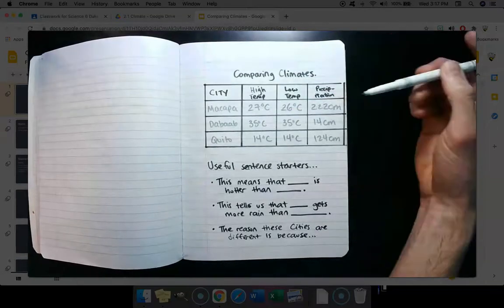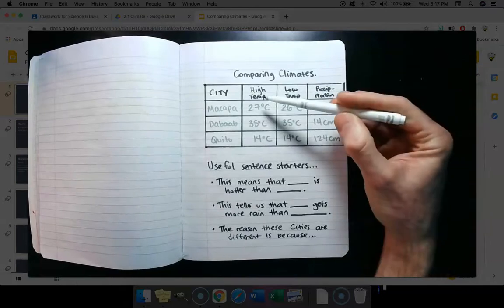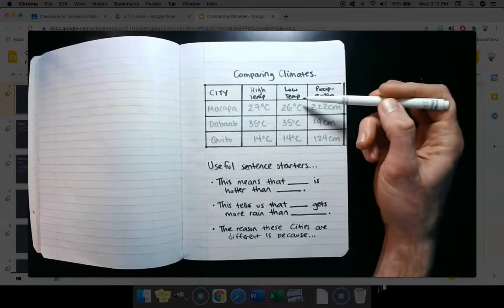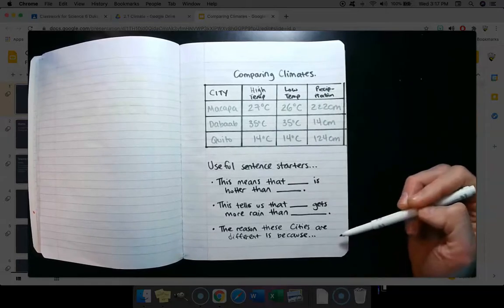Using a data table to organize your data will make your comparisons a lot easier. Again, I would recommend using high temperatures, low temperatures, and precipitation. You are also welcome to use any of these sentence starters.